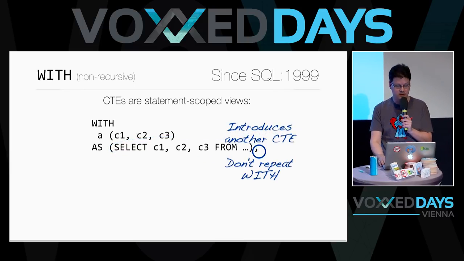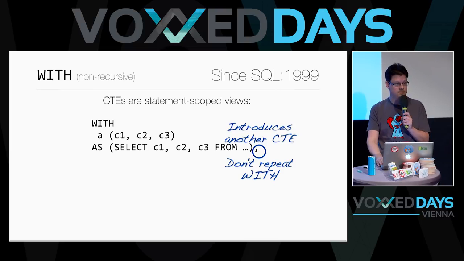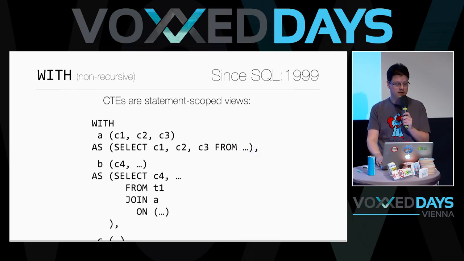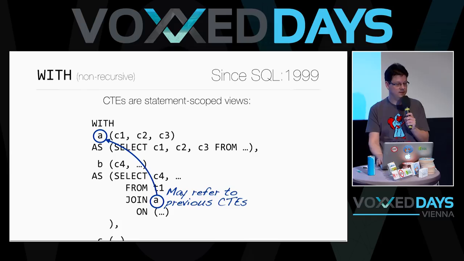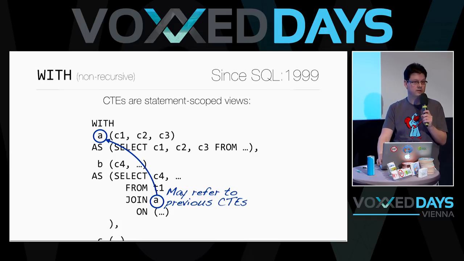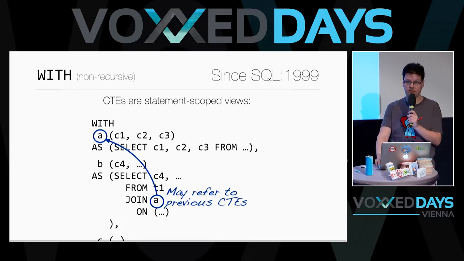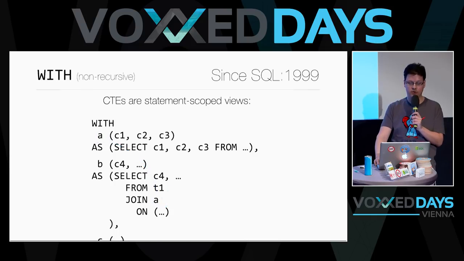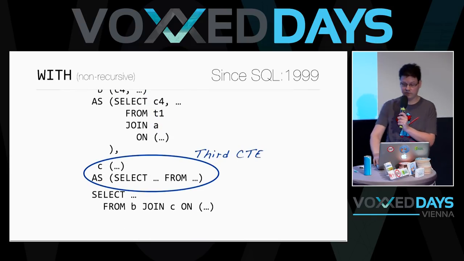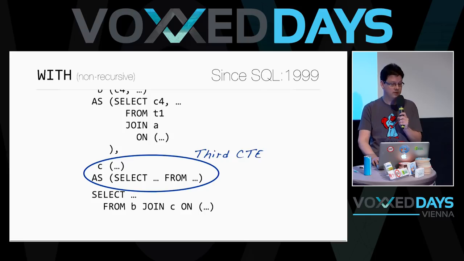And there is the almighty comma, which means you can define another statement scoped view in the very same with clause. And the interesting part about this is that this can already see the previously defined statement scoped view. So you can refer upwards. You can of course go on. There's a third common table expression. CTE stands for common table expression. And you can do whatever you want to do in there.